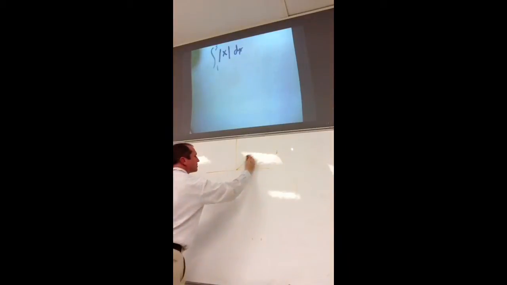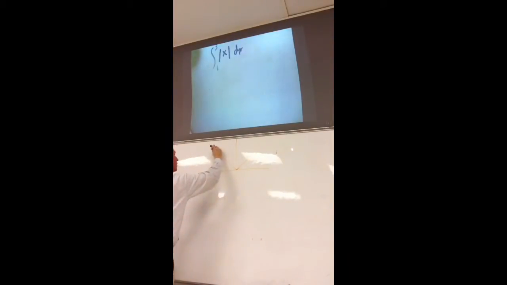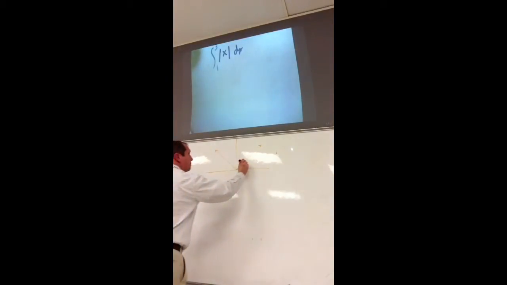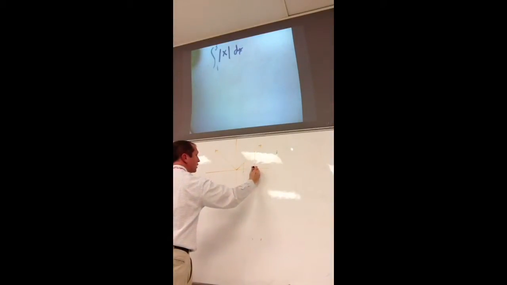All right, so this is what I'm looking at here. Are y'all good with that? Okay, now, what's my A value? 1. What's my B value? 3. Okay, so I'm going from 1 to 3. So, thinking about area, that would be the area that I would be concerned with. Okay?